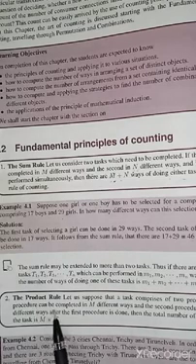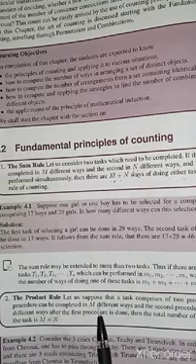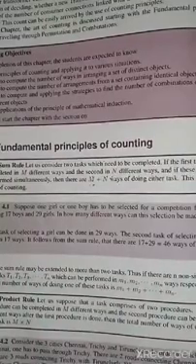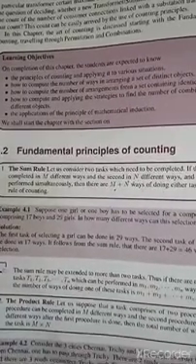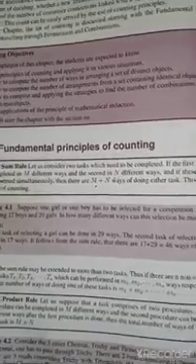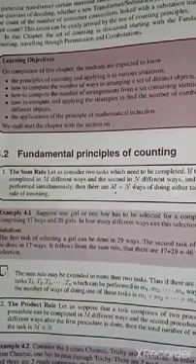The first procedure can be completed in m different ways, and the second procedure can be done in n different ways. After the first procedure is done, the total number of ways of completing the task is m cross n.